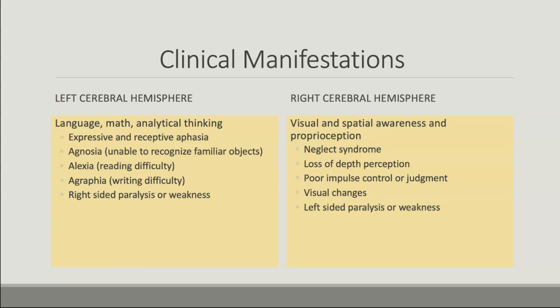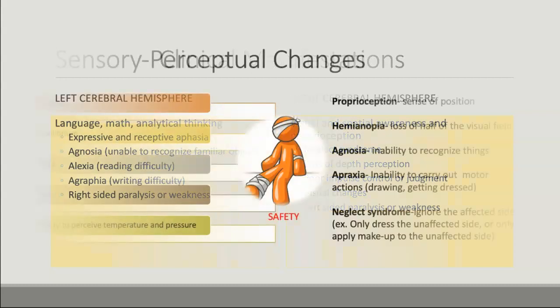Okay, and when you think about these patients with expressive and receptive aphasia, it's very important that we figure out ways to communicate with them. We'll talk about that in a little bit. On the other side, if you have right-sided stroke, you're going to have visual and spatial awareness deficits, and proprioception becomes an issue where they don't understand where they are in space, like where their body exists in space. They can have neglect syndrome, loss of depth perception, poor impulse control or judgment, which is huge for safety, right? Visual changes, and left-sided paralysis or weakness. And we'll jump a little bit more into that as we go on.